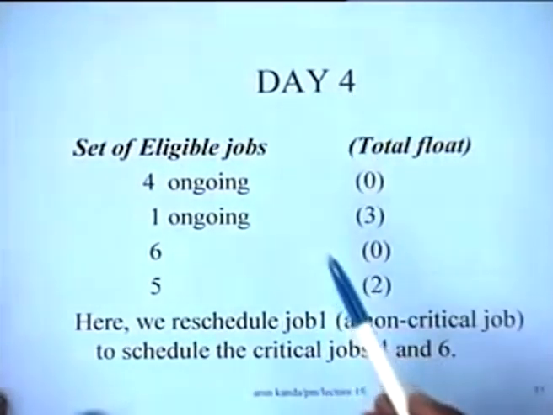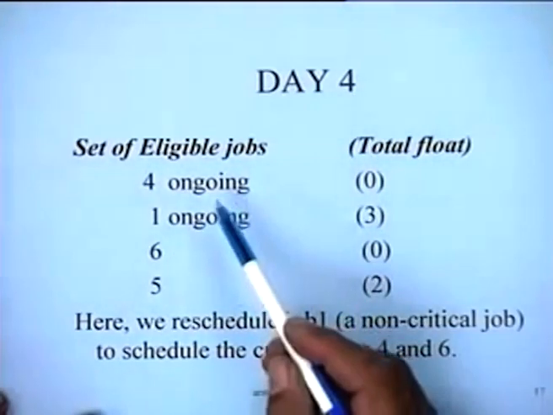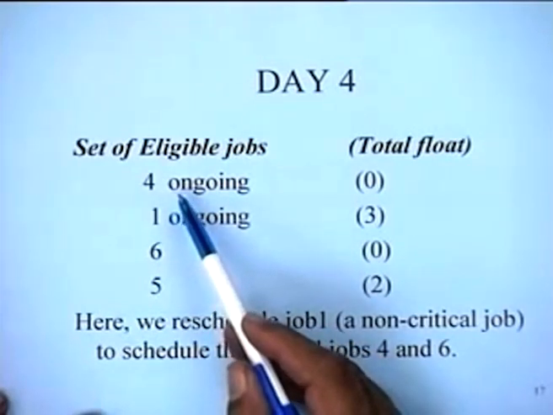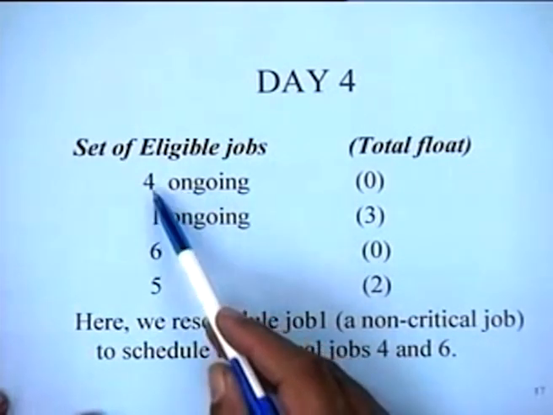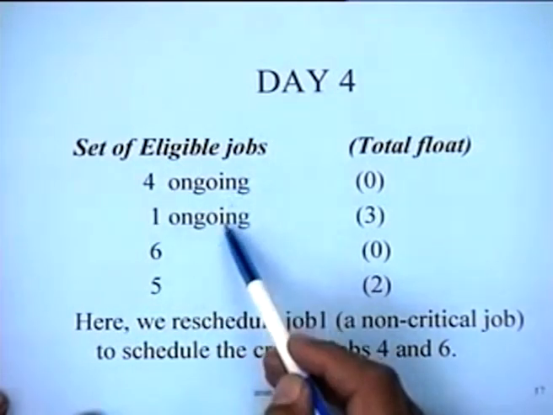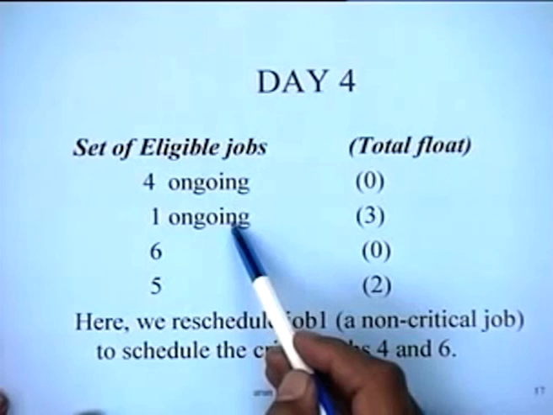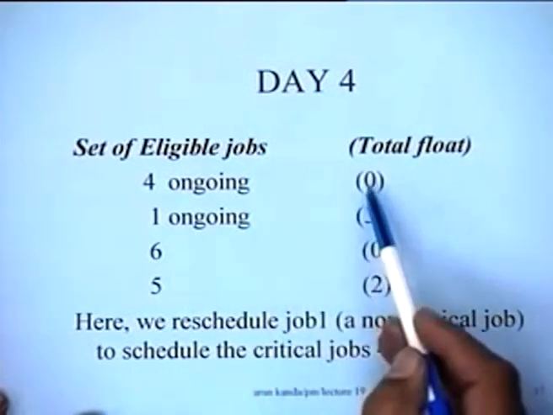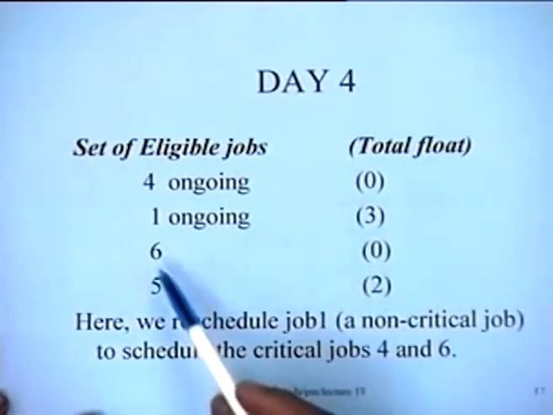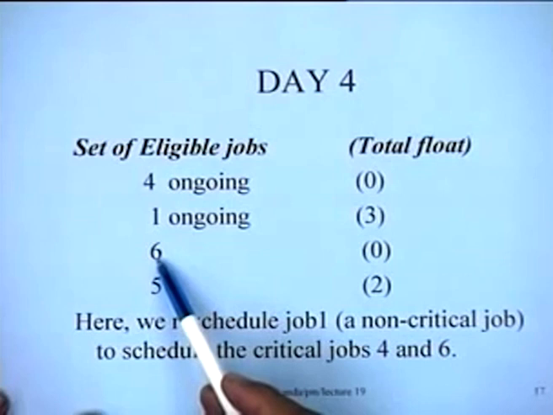Look at day 4. On day 4, what has really happened is that job number 3 is over, but job number 4 and 1 are ongoing. So 4 is ongoing and 1 is ongoing by virtue of the previous decisions taken on day 2, right? And this is a 0 and this is a float of 3 days, job number 1. And what has happened now is job number 6 becomes a candidate for placement.